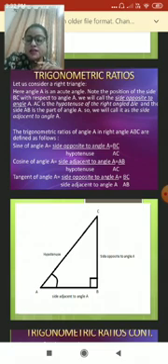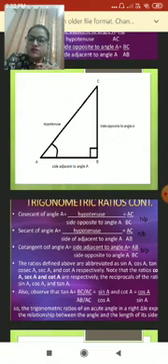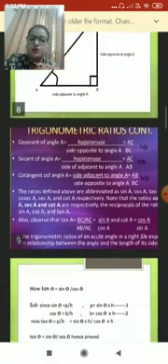The trigonometric ratios of angle A in right angle triangle ABC are defined as follows. Sine of angle A is equal to the side opposite to angle A by the hypotenuse. Cos of angle A is equal to the side adjacent to angle A by the hypotenuse, and tan of angle A is equal to the side opposite to angle A by the side adjacent to angle A. Accordingly, we have BC by AC, AB by AC and BC by AB. You can relate the ratios with this figure, so it will be more clear to you.